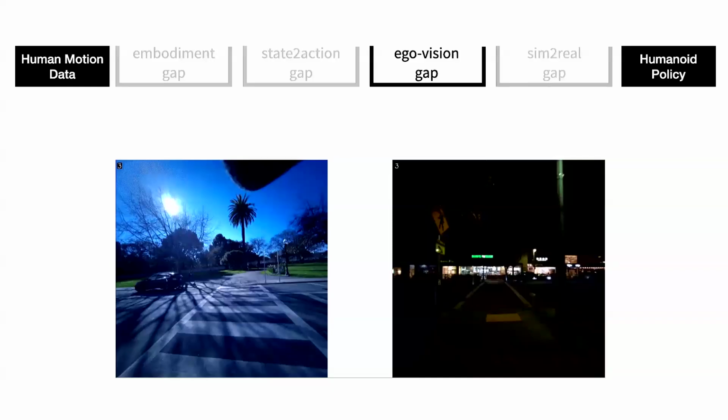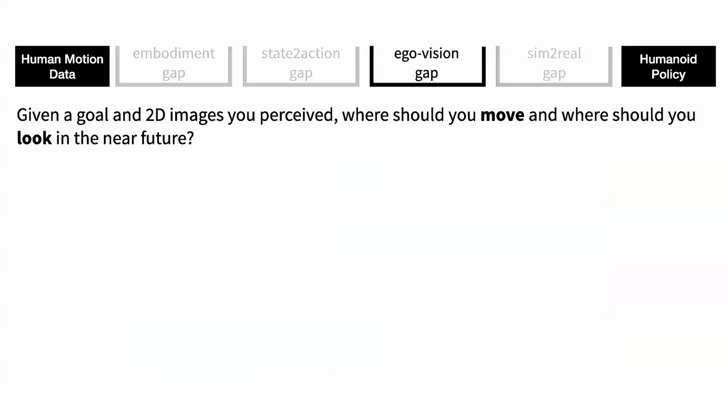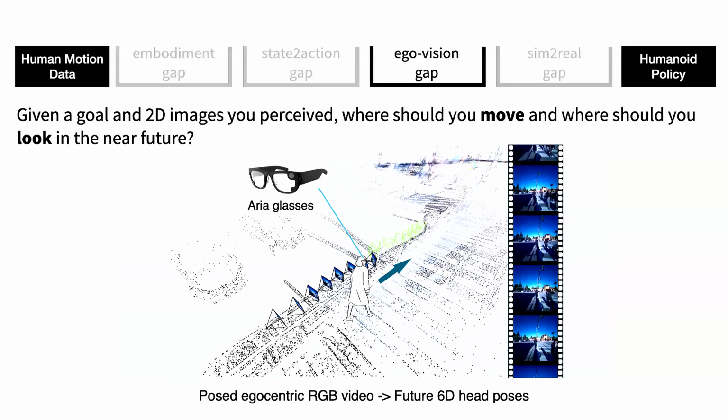And this is really hard to program or hard code. So we decided to learn this from humans. We want to learn how humans move and where humans look. So given a goal and the 2D image you perceive, where should you move and where should you look in the near future? Okay, so that's the problem setting. And we could get that kind of data from Aria glasses or any of those AR glasses. It gives you very good 6D head position, and you can train a model that's conditioned on the egocentric observation in the history.